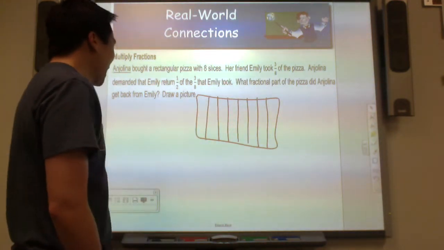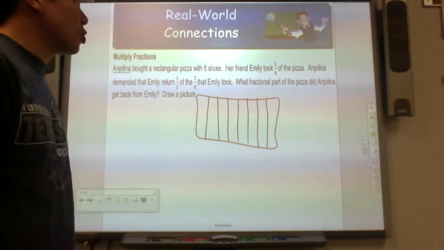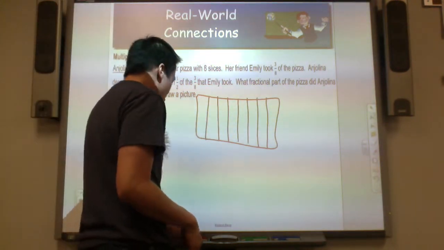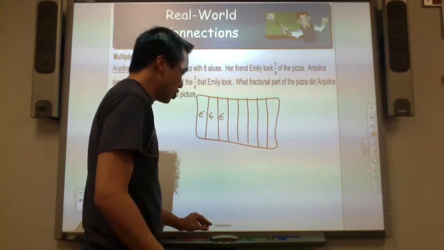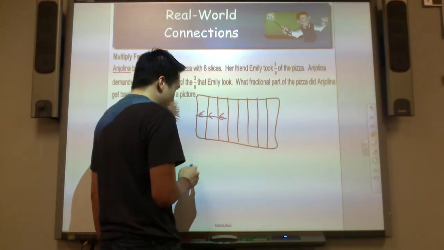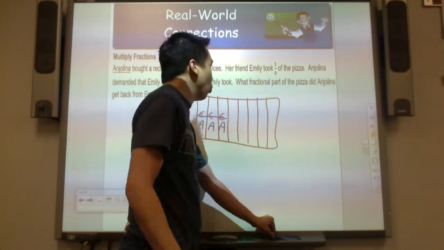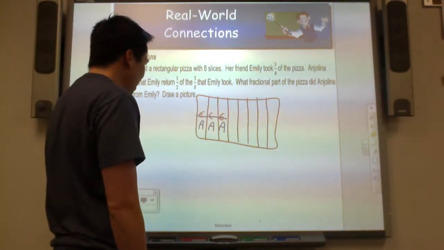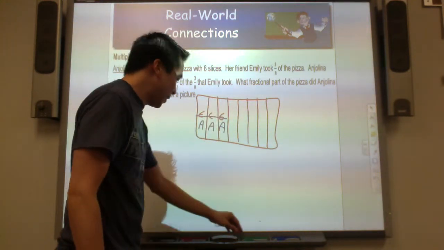Angelina demanded that Emily return half of the 3/8 that Emily took. What fractional part of the pizza did Angelina get back from Emily? Draw a picture. So Emily took 3 of the 8 slices. Angelina demanded that she get half of what Emily took. So what fractional part of the pizza did Angelina get back from Emily? She got half of this 3/8.